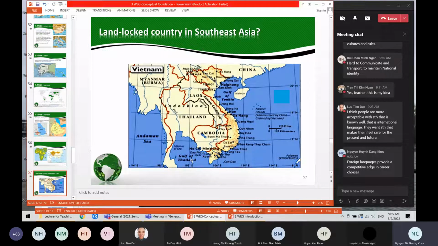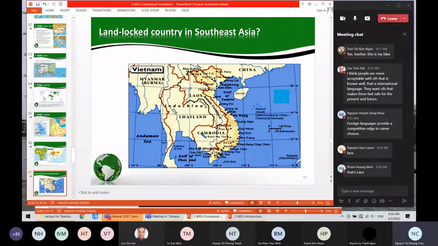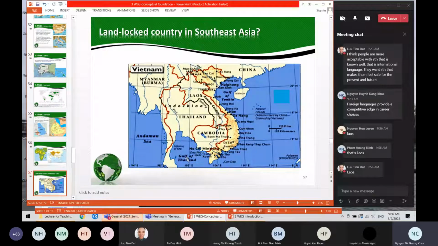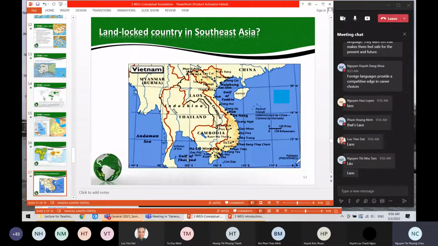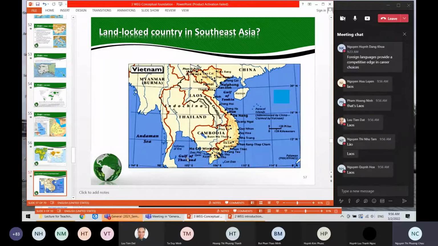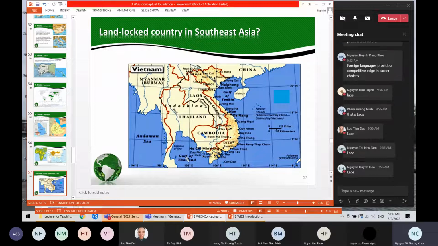Where is the landlocked nation? The nation that has no sea border. Thailand or Cambodia? Yes, Laos. Yes, Laos is the landlocked nation. Only Laos in Southeast Asia. Thailand has a sea border. Cambodia has a sea border.